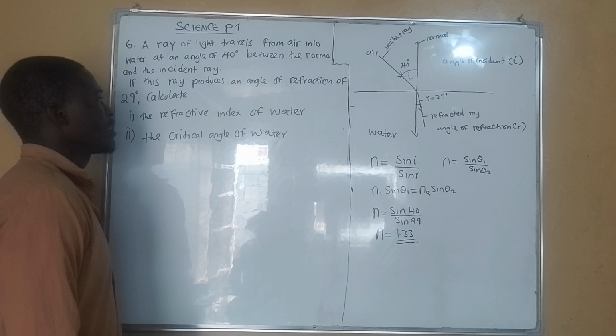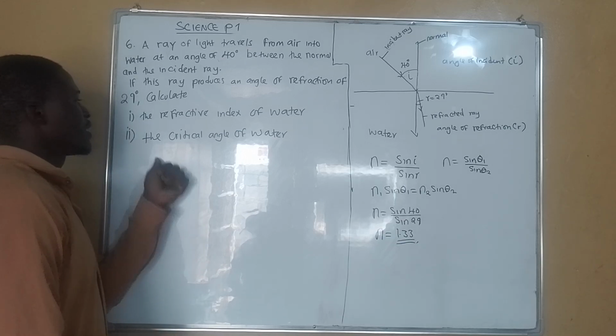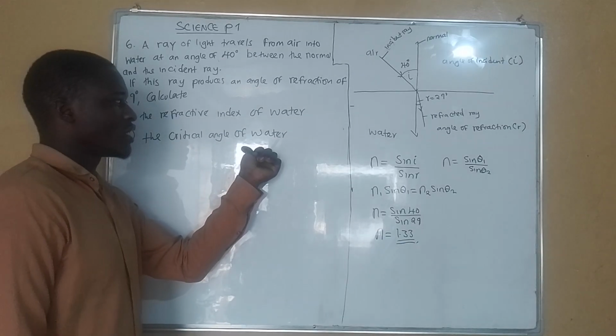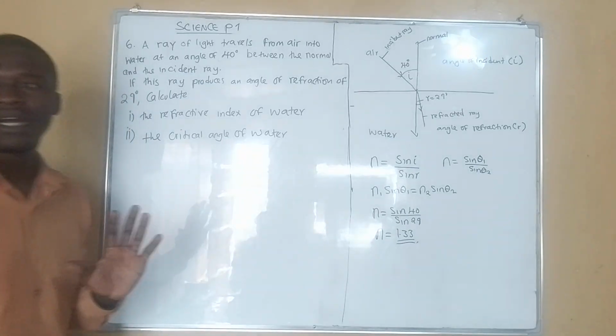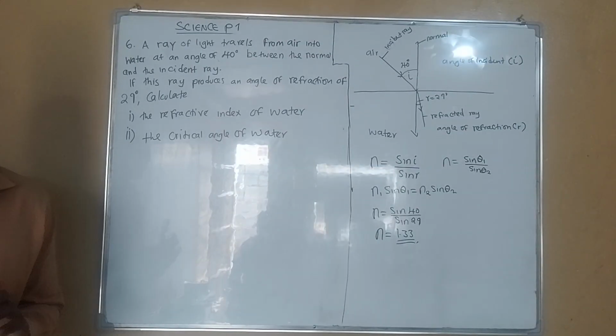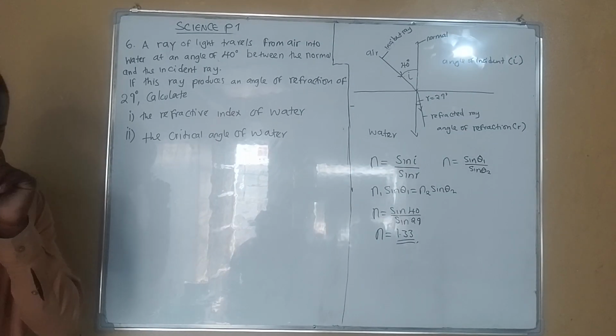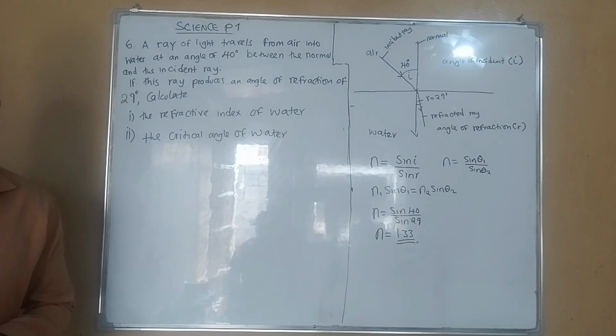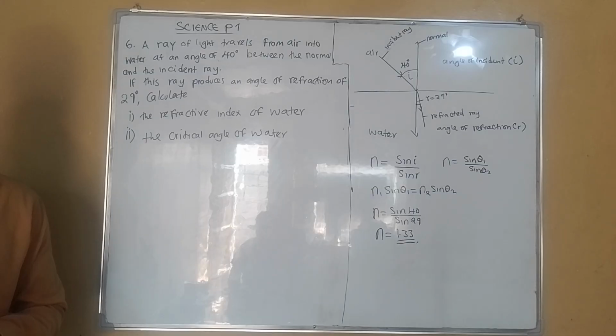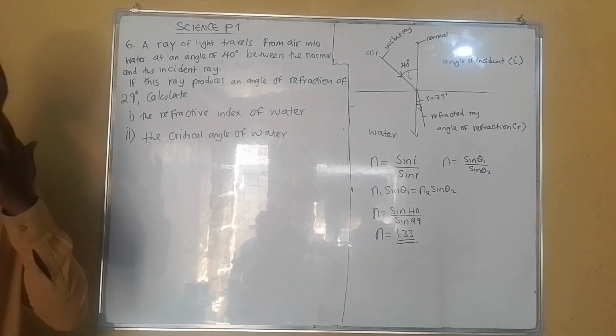Now the next one is the critical angle of water. When do you have a critical angle? When you have a total internal reflection, isn't it? Yes. That's when you have a critical angle.